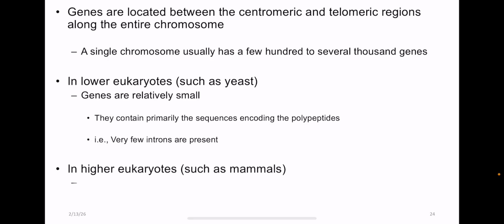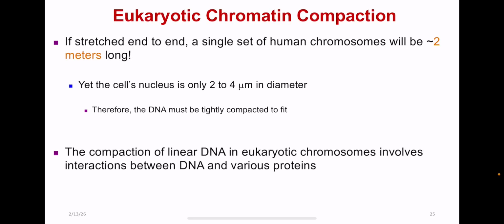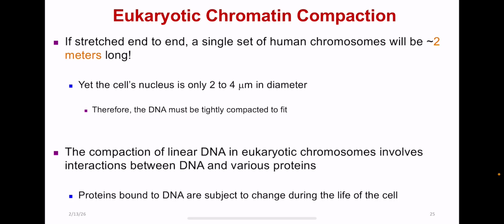So in lower eukaryotes, there are different levels of eukaryotes. In lower eukaryotes, obviously, you have relatively small genes, and in higher eukaryotes, we have many longer genes, and just a direct implication: that means we have many more introns than them. So let's look at the compaction of the eukaryotic chromosome.